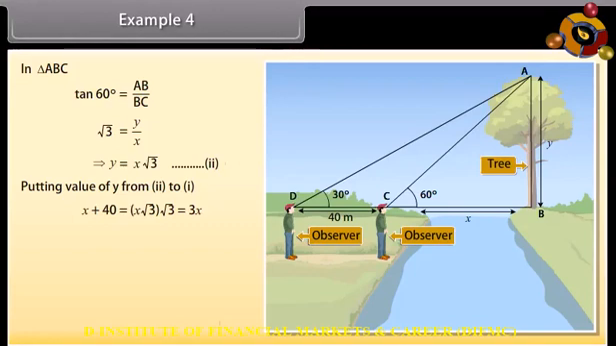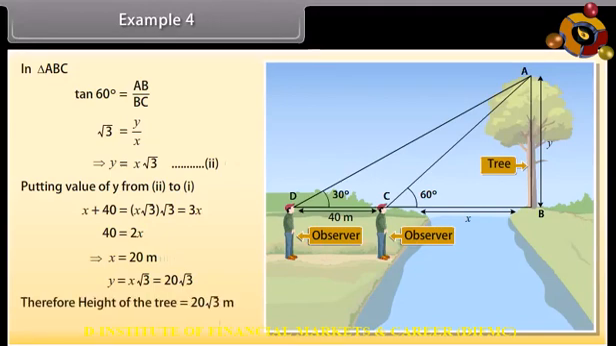On simplifying, we get 40 equals 2x, which implies x is equal to 20 meter, and y is equal to x into square root of 3. On putting the value of x, we get 20 square root of 3. Therefore, height of the tree is 20 square root of 3 meter, and width of the river is 20 meter.